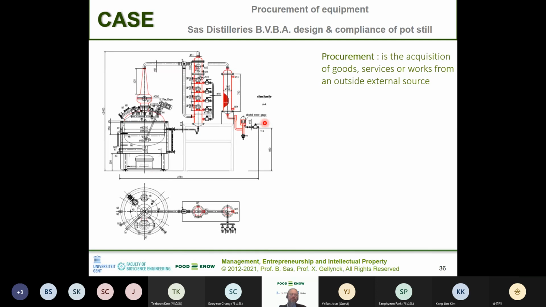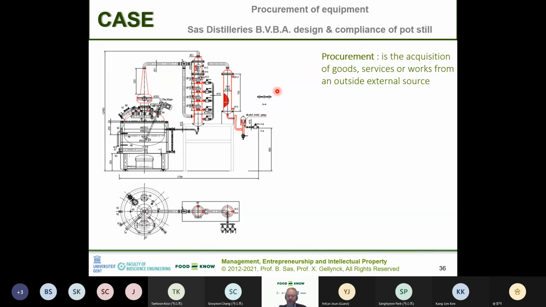Here's an example of how important it is for a good procurement and also resulting in a strong competitive advantage. This was a design and a compliance of a pot still. So here you see the drawing of the still, which was basically also my own design based on industrial archaeology and expired patents. So you have the pot still, the layer, the column with a pre-condenser or a deflagmator, and then the condenser, the parrot.